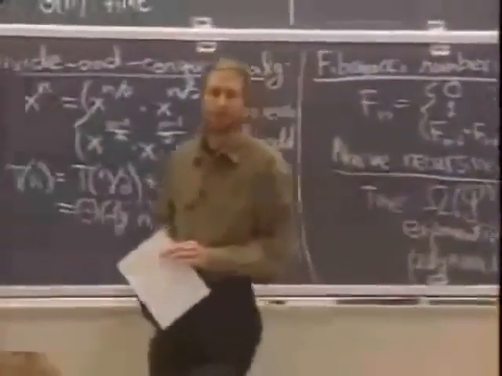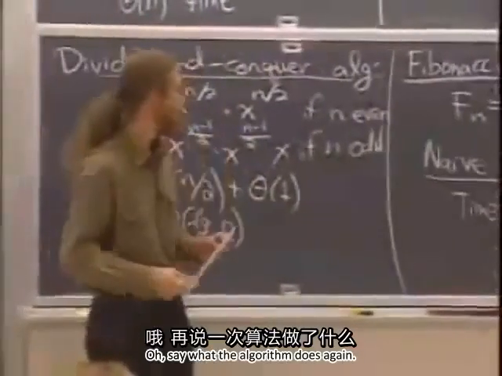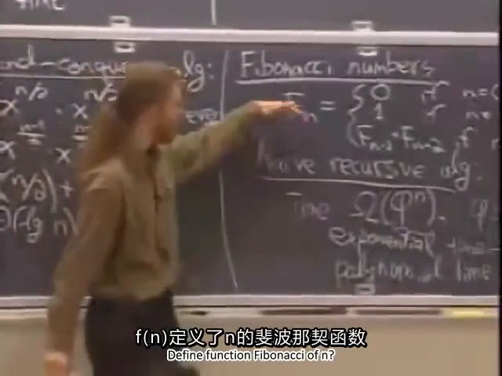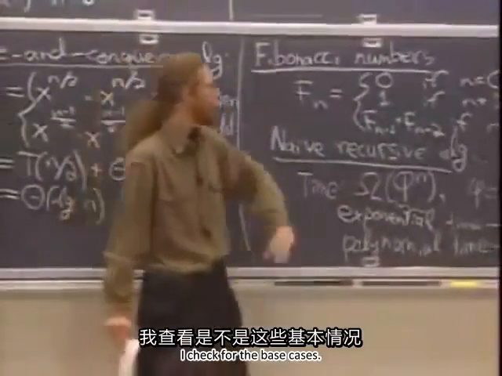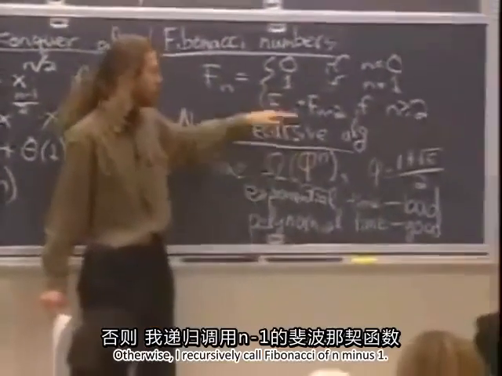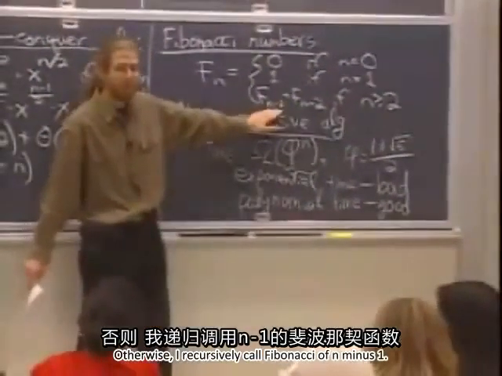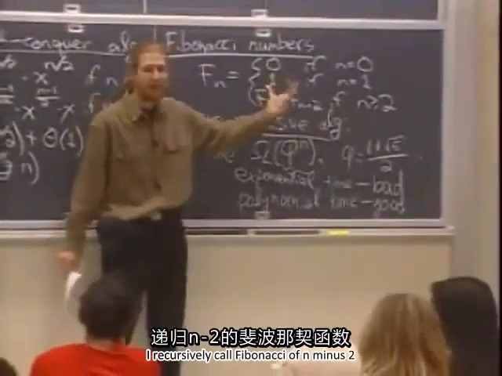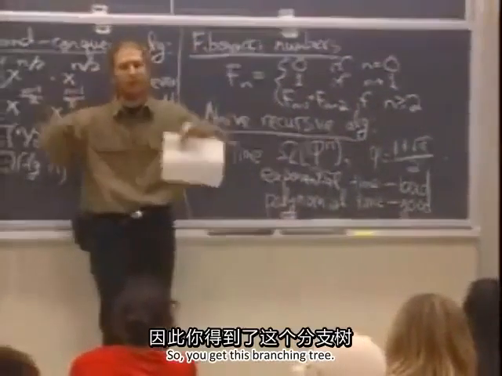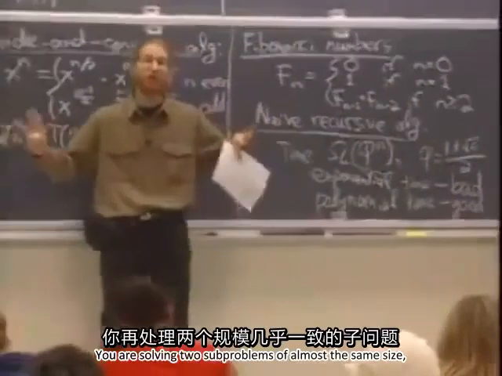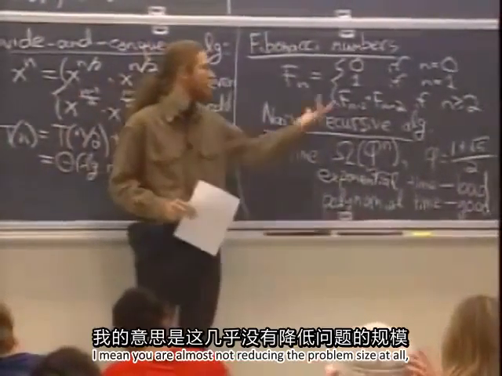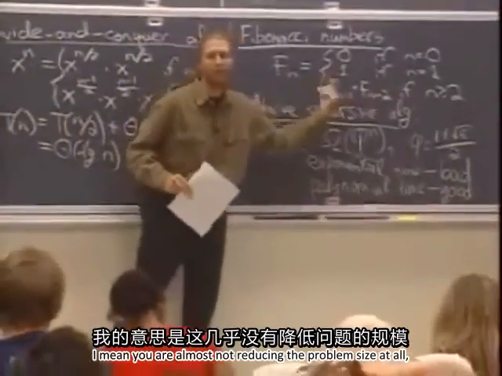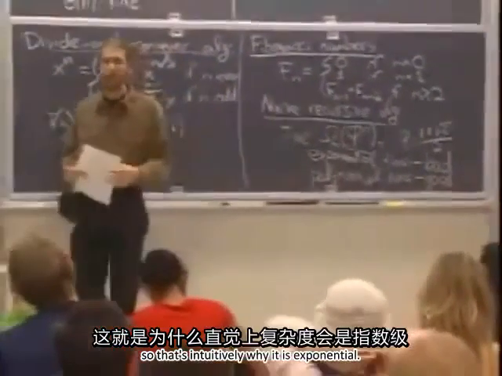Question? Say what the algorithm does again. So define the function Fibonacci of n. I check for the base cases, and otherwise I recursively call Fibonacci of n minus 1. I recursively call Fibonacci of n minus 2, and add those two numbers together. So you get this branching tree. You're solving two subproblems of almost the same size, just additively smaller by 1 or 2. So you're almost not reducing the problem size at all. So that's intuitively why it's exponential.